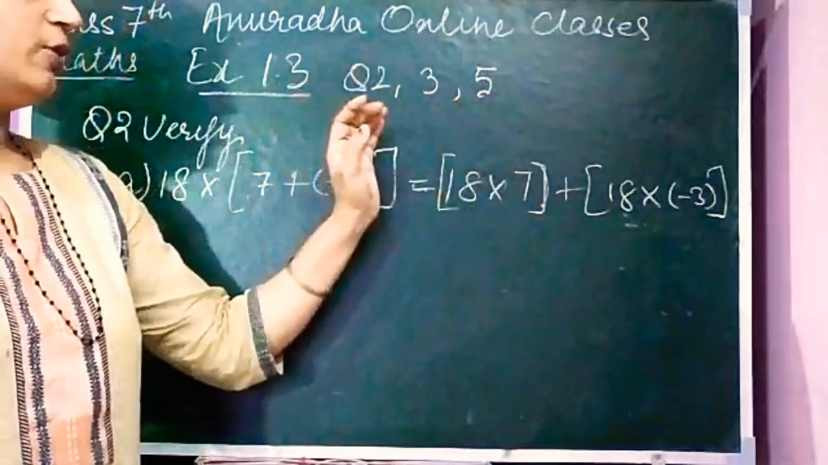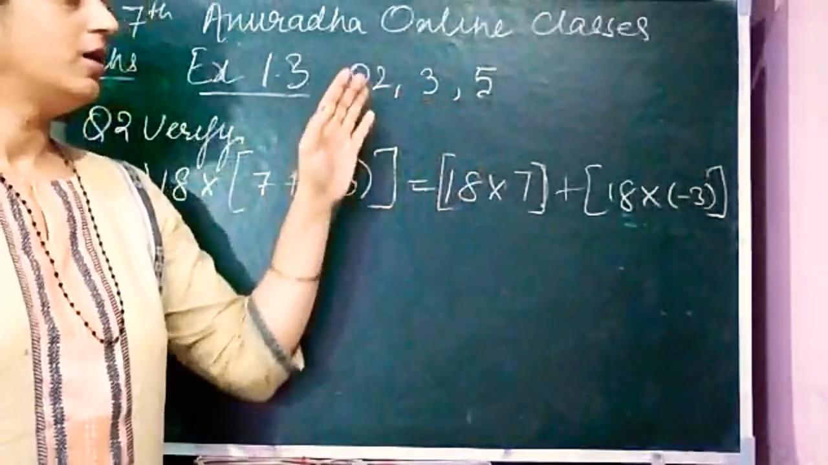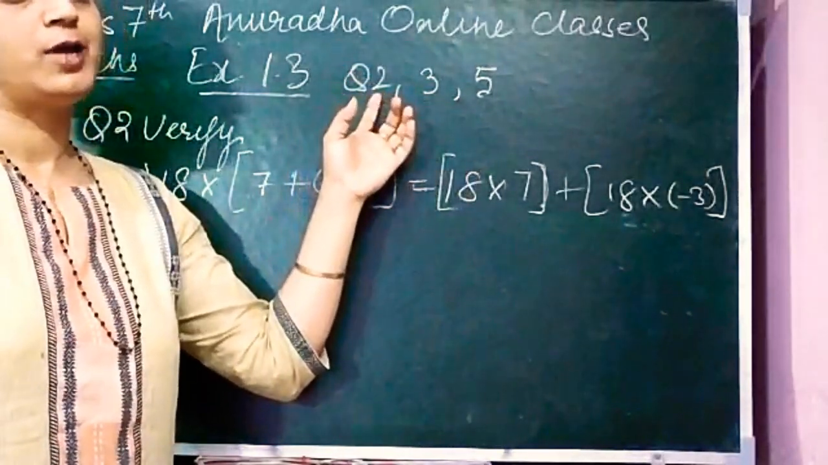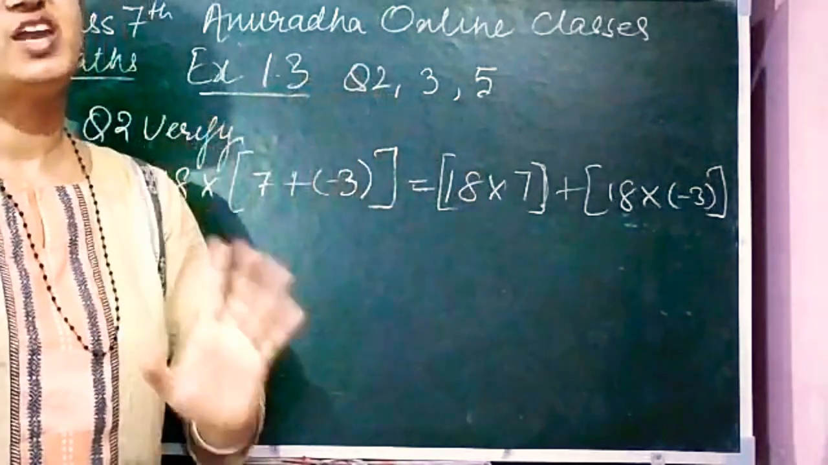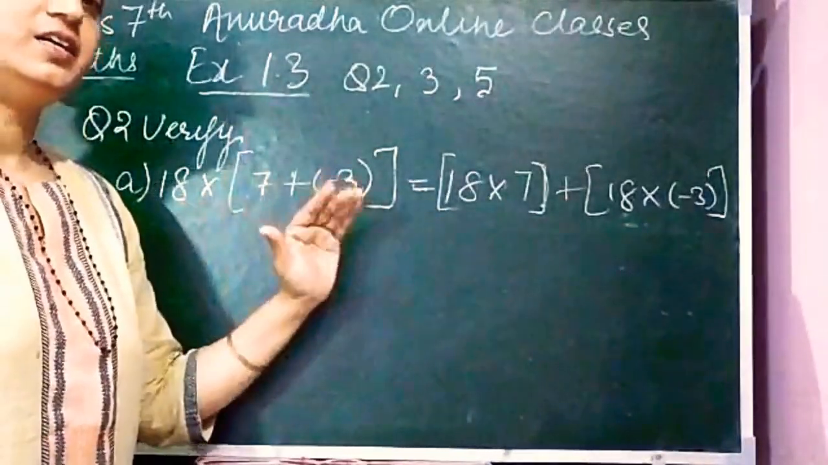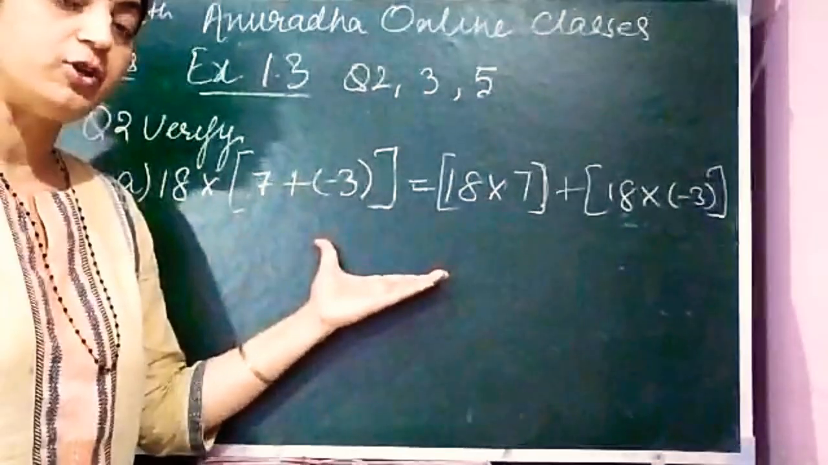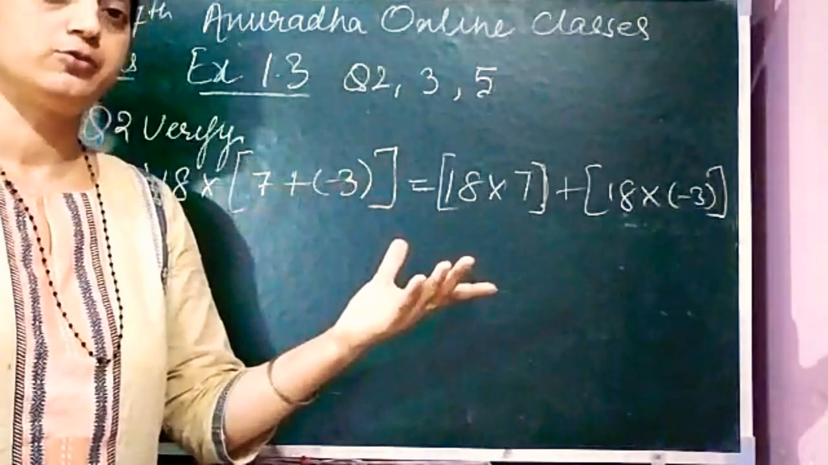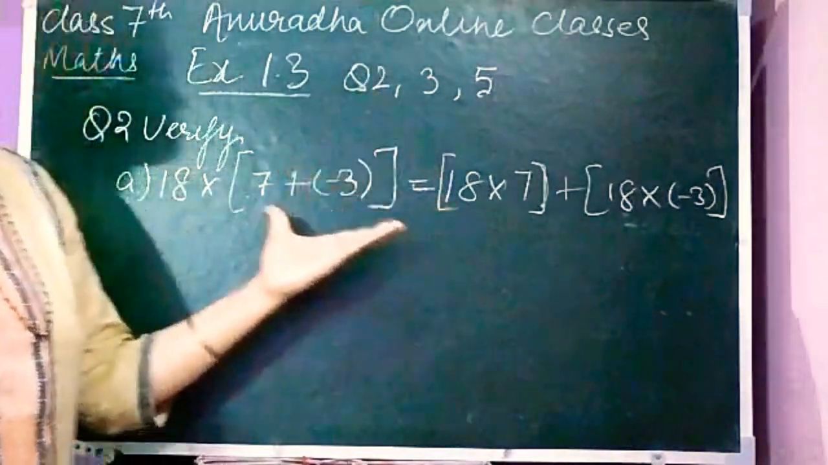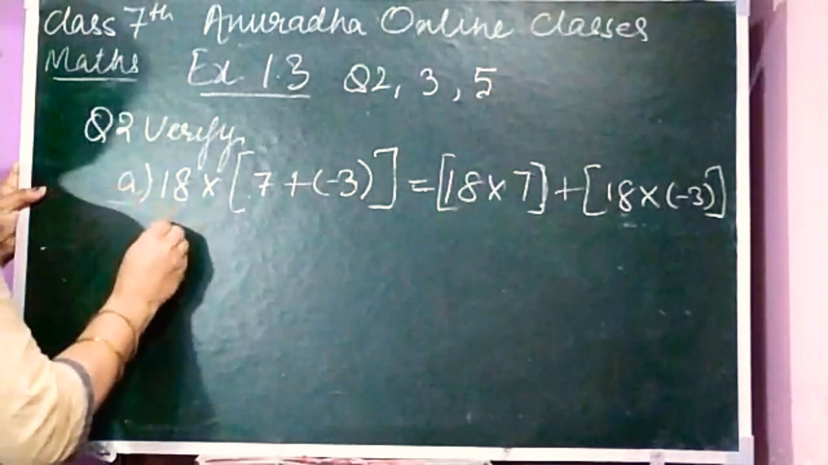Now I'll tell you here question number 2, question number 5 and question number 3. Only one part I am going to tell you about question number 2, that is verification. I think if you see and understand this carefully, you can do the B part also. So let us start with the first one, A part.